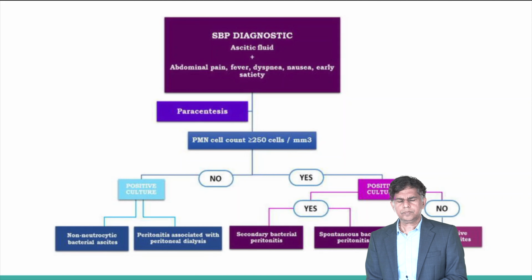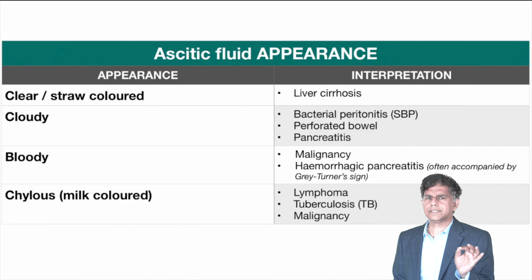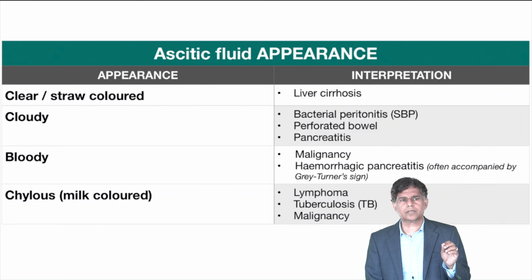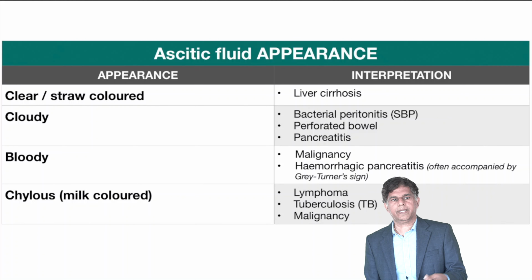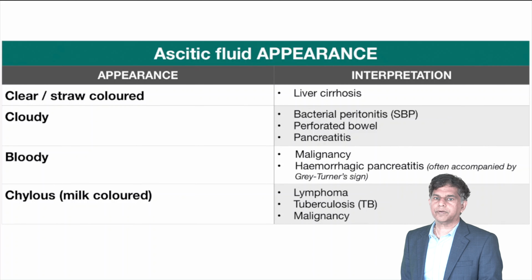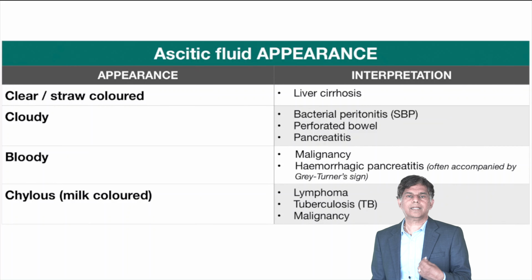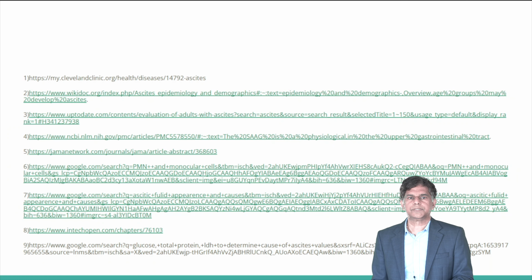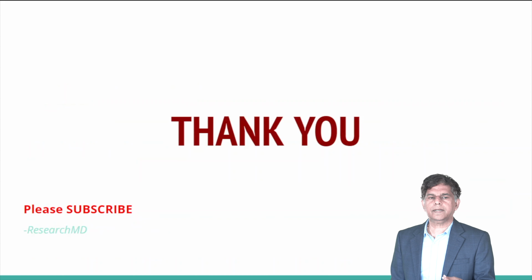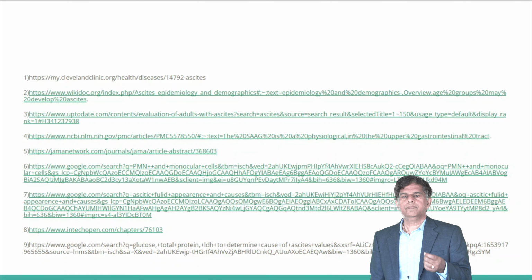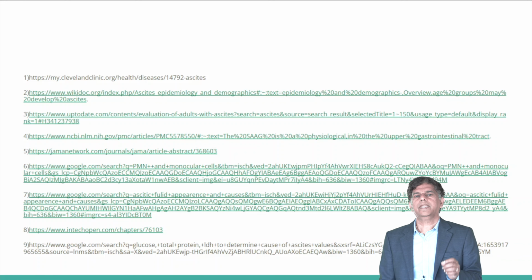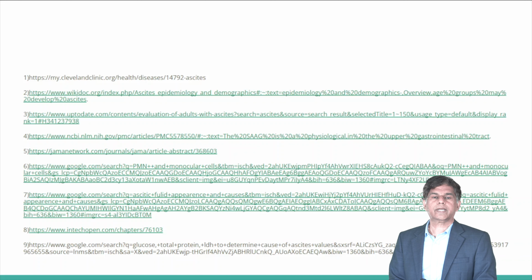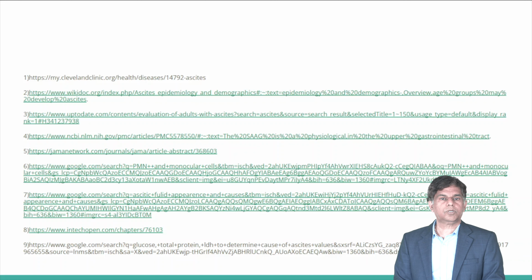And when you look at the ascitic fluid, you can also look at the color. Clear or straw-colored is liver cirrhosis. Cloudy is bacterial peritonitis, perforated bowel, and pancreatitis. Bloody is malignancy or hemorrhagic pancreatitis. Chylous or milk-colored is lymphoma, TB, malignancy. Okay, so just to make sure, spontaneous bacterial peritonitis used to be caused by gram-positive organisms. Now there are more gram-negative organisms also. Make sure you rule that out by looking at the PMN.